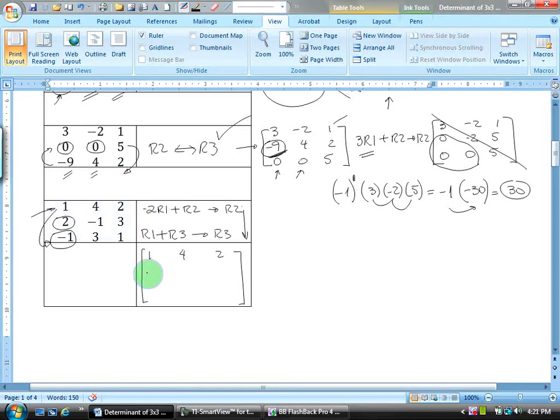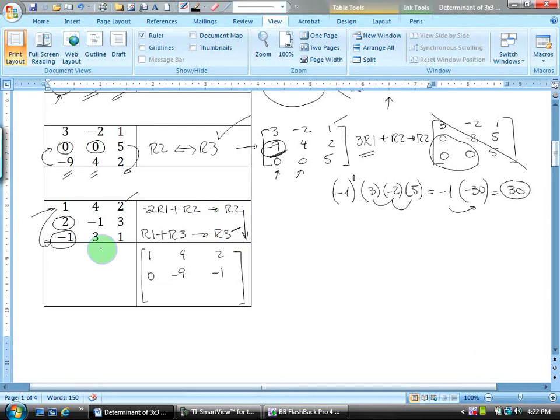Minus 2 times 1 is minus 2, plus 2, 0. Minus 2 times 4, minus 8, minus 1, minus 9. Minus 2 times 2 is minus 4, plus 3, minus 1. Now, the rule for row 3.